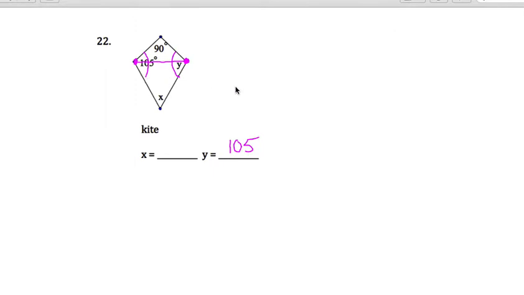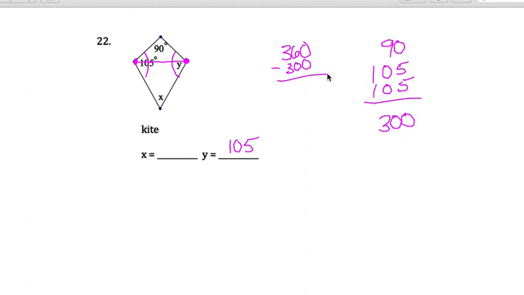From here, we have to remember that there's 360 degrees total in every quadrilateral, whether it's a kite, rhombus, square, or just a regular four-sided shape. So I'm going to add up the angles that I already have. I've got a 90, a 105, and a 105, which is a total of 300 degrees. So if I only get 360 total minus the 300 that I already know, that's going to leave me 60 degrees left over for the one angle that is x.